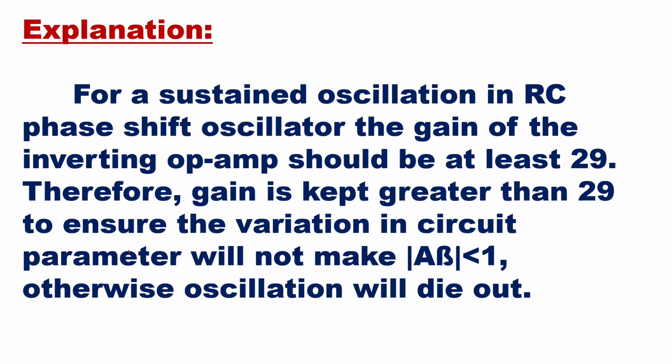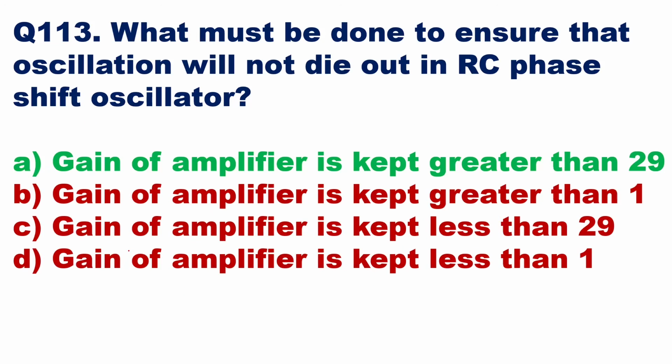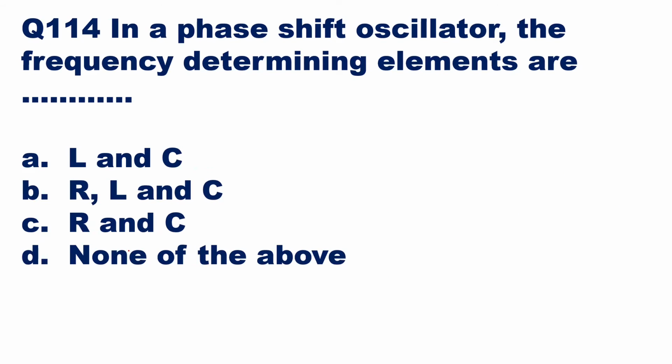Here you can see the explanation. For a sustained oscillation in an RC phase shift oscillator, the gain of the inverting op-amp should be at least 29, or if you are using a transistor based amplifier, in that case also it should be at least 29 or more than 29. If it is more than 29, it will give you the oscillations. Therefore gain is kept greater than 29 to ensure the variation in circuit parameters will not make the gain of the feedback and the amplifier less than 1. Otherwise, the oscillations will die out, and you will not follow the Barkhausen criterion. This is the answer of question number 113. So option A, gain of amplifier kept greater than 29, is the right answer. Then we'll go to question number 114.